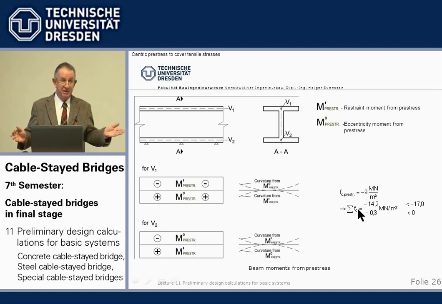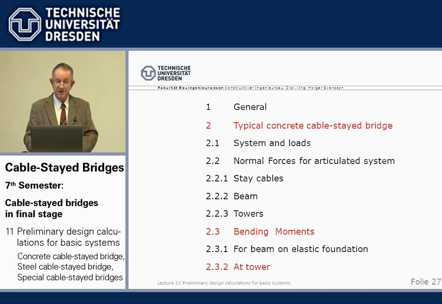That simple is a sizing in bending of the beam of a cable-stayed bridge. Of course, for this calculation, it doesn't matter whether we have concrete or steel. Concrete and steel are only different in the permanent load situation.